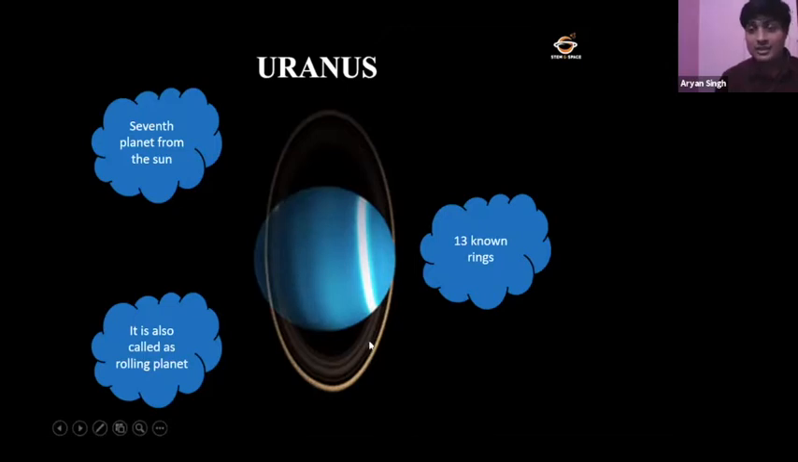And it has got 13 rings, okay? The rings are visible over here. And if we count, there are 13 total rings over here. The brightest one is this ring. Just to add some information, this is called the Epsilon ring. This is the brightest ring. Okay, now moving to the next one.